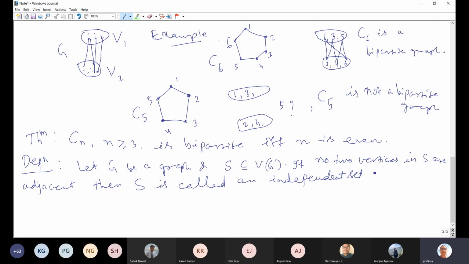No two vertices of S are adjacent in G, then S is called an independent set. This concept of independent set is very interesting, and it has lots of applications. The cardinality of a largest independent set in the graph G is also called the independence number of the graph. Since I am defining independent set, I am telling you about the independence number also.